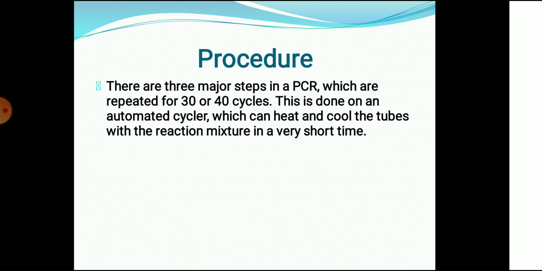Then the procedure. There are 3 major steps in PCR which are repeated for 30 or 40 cycles. This is done on an automated cycler which can heat and cool the tube with the reaction mixture in a very short time.